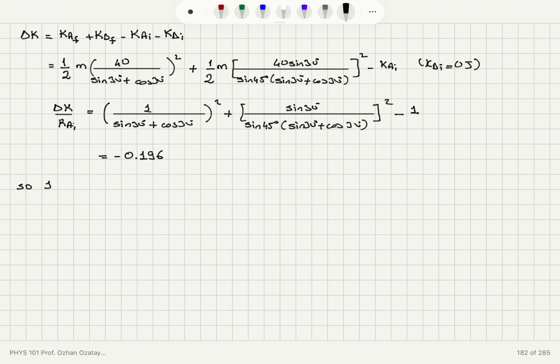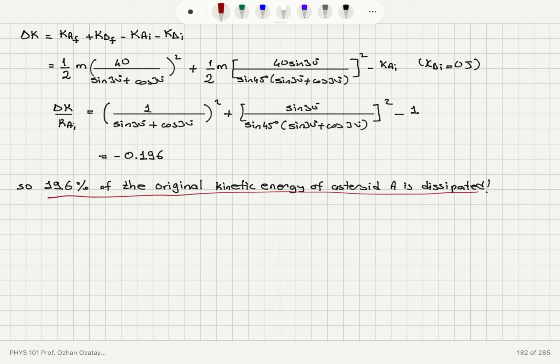So we see that 19.6% of the original kinetic energy of asteroid A is dissipated during this collision. So we have a loss of 19.6% of the original kinetic energy.